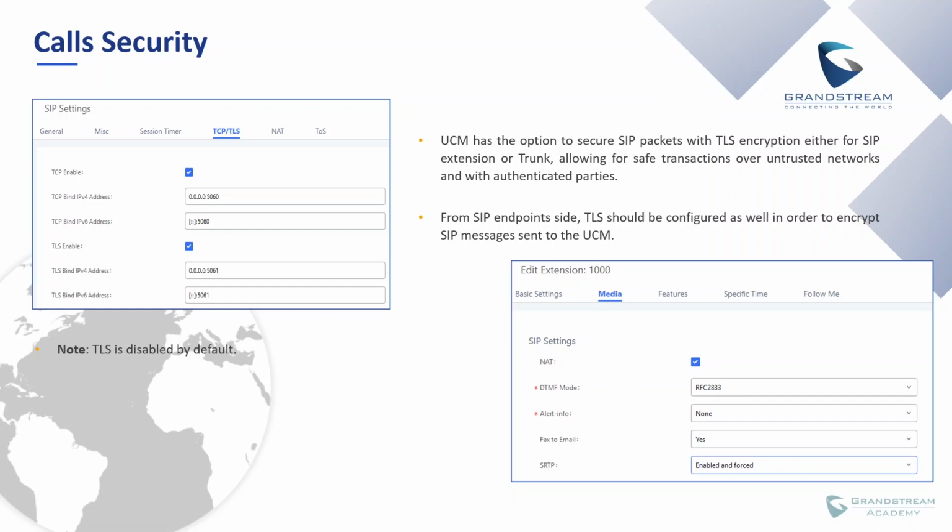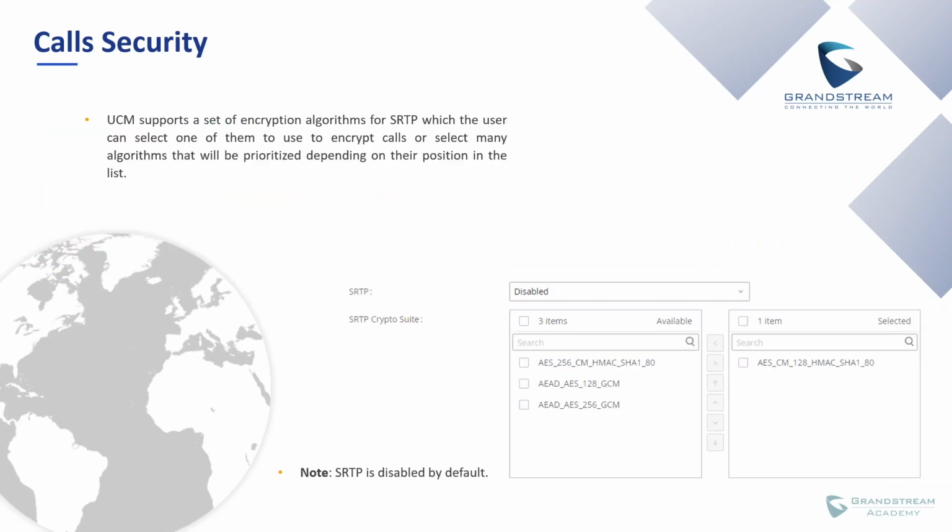And we have SRTP, which is disabled by default, and it can be enabled for the extension and trunk side for encrypted audio stream. SRTP can be enabled or forced, or enabled but not forced. The difference is the extension will support SRTP and will not allow any calls without it when forced, while it will allow negotiation with calls without SRTP when it is enabled but not forced. UCM supports a set of encryption algorithms for SRTP, which the user can select one of them to use to encrypt calls or select many algorithms that will be prioritized depending on their position in the list.